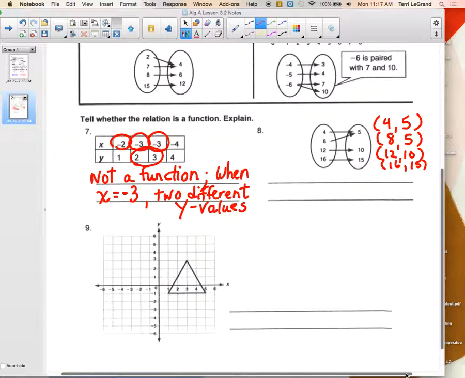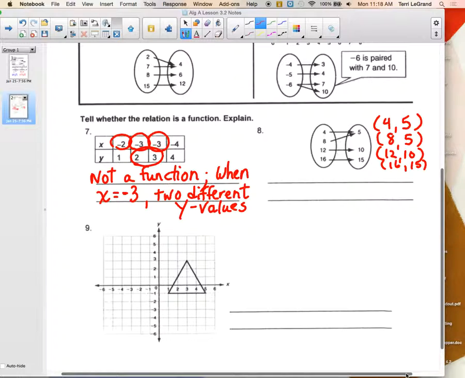Okay, let's take a look. When x is 4, our y is 5. Is there ever another time that there's an x equal to 4? No, so when x is equal to 4, how many y values does it have? Only one. Next one, x is 8. When x is 8, what's its y value? 5. Is there any other time that there's an x equal to 8 in that relation? No, okay, so when x is 8, it only has 1 y value, that's all it has to have, as long as it just has 1.